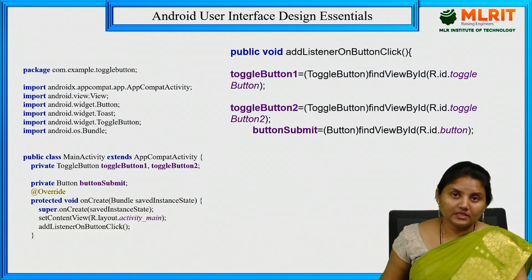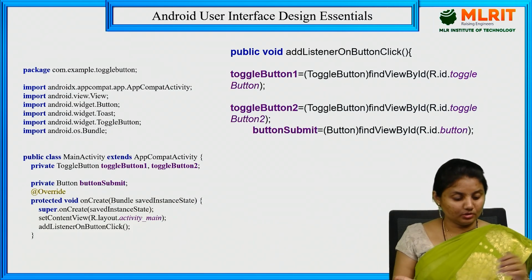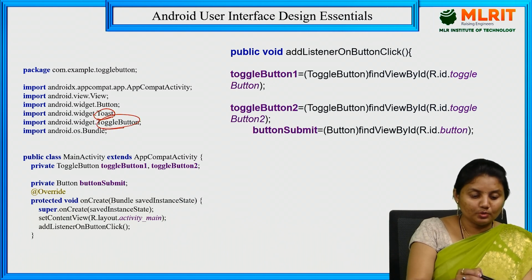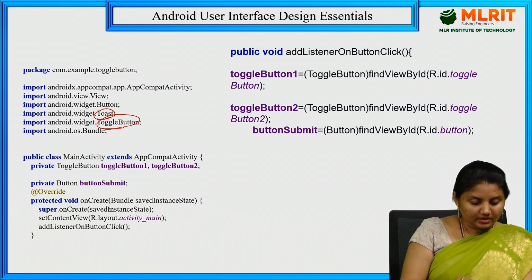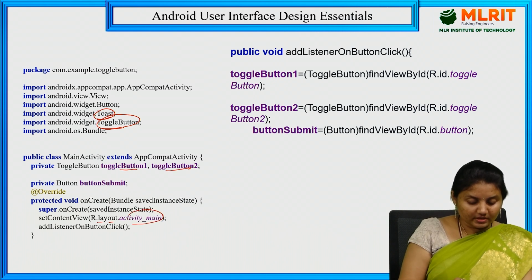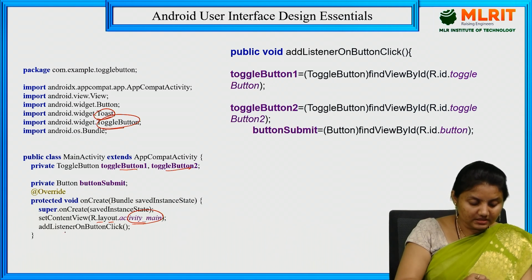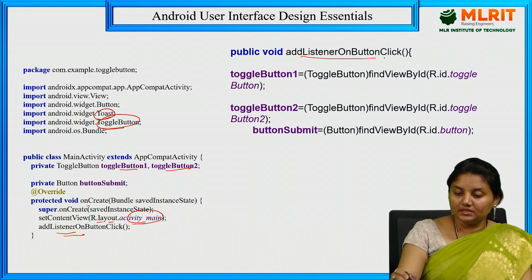When you have a design part, you should write your Java part also. So what we are doing, we are using a toggle button, one for toast to display the message. Here you are giving toggle button 1, 2, and R.layout.activity_main, action listener. And when your button is clicked, some action should get performed. For that, we are using this setOnClickListener, button click.